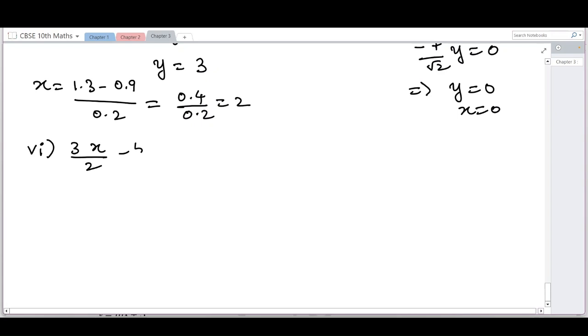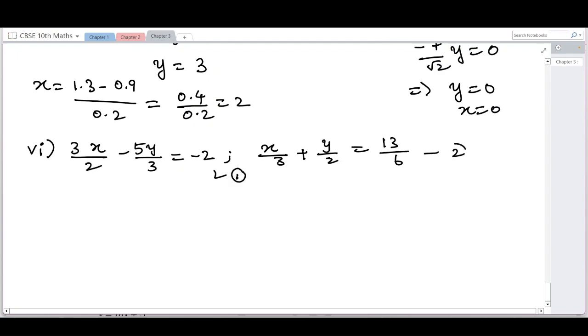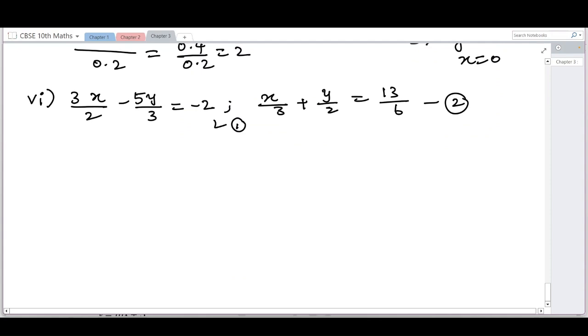3x by 2 minus 5y by 3 equal to minus 2. The second one is x by 3 plus y by 2 equal to 13 by 6. Now we are going to rewrite any one of the two equations. Let me take the second one. So if I rewrite that, I should get either x in terms of y or y in terms of x. But we have the denominator. So in order to simplify that, first let me take the LCM.